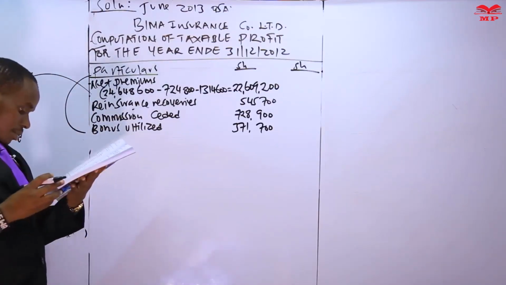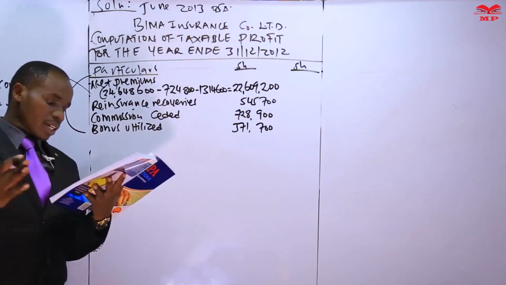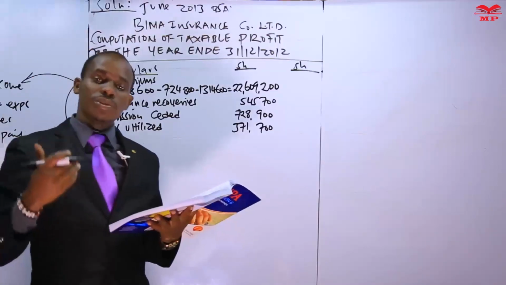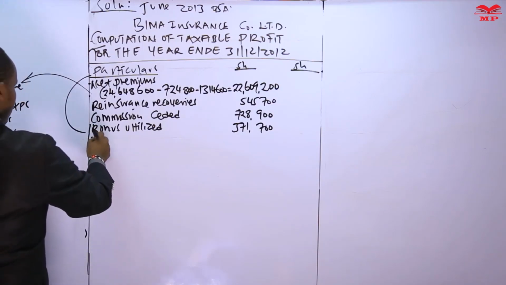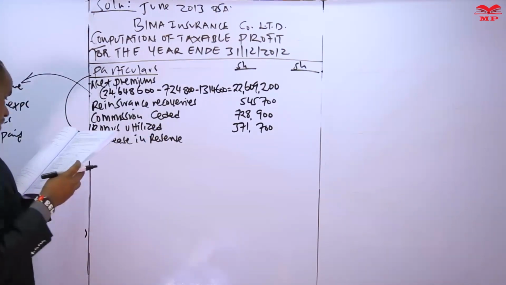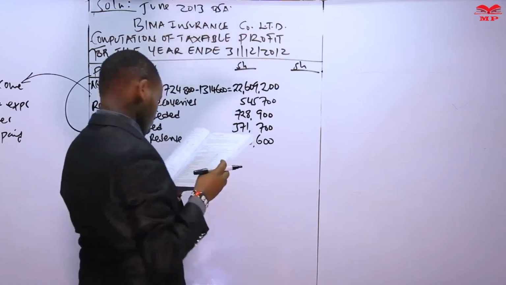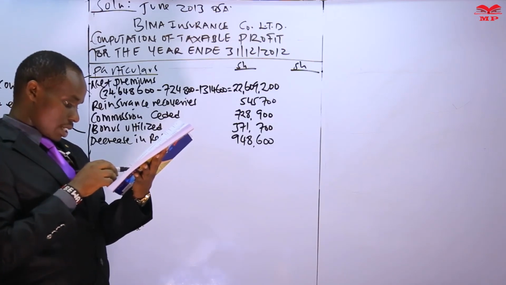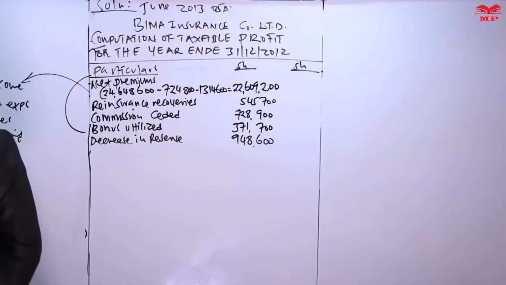The other taxable income of this insurance business is reserve for unexpired risk. The reserve for unexpired risk we are given as at start and we don't have as at the end. That means it reduced to zero, and therefore it constitutes a taxable income. So decrease in reserve, and this decrease in reserve is 948,600. Let me check whether we have any other taxable operating income. No, we don't have any other taxable operating income.